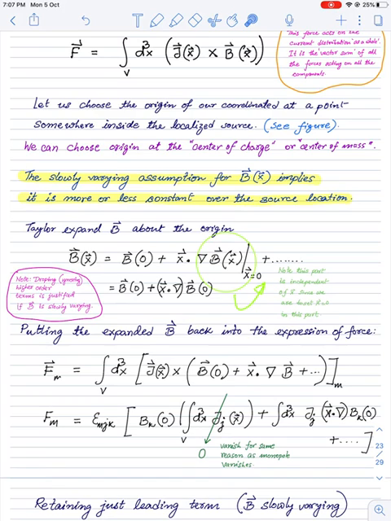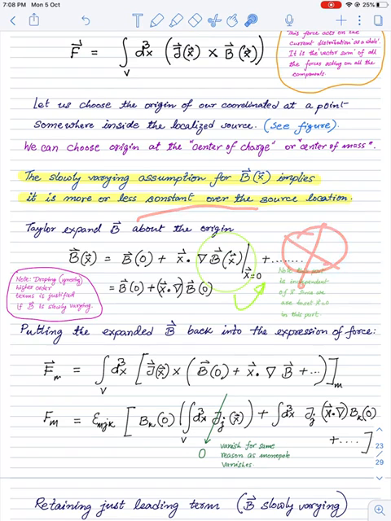The magnetic field is slowly varying with respect to the length scale of the current configuration, and therefore, if we have this B, which is the magnetic field at the origin, the second term involves derivatives and is slowly varying. Therefore, the second term is subdominant compared to the first.